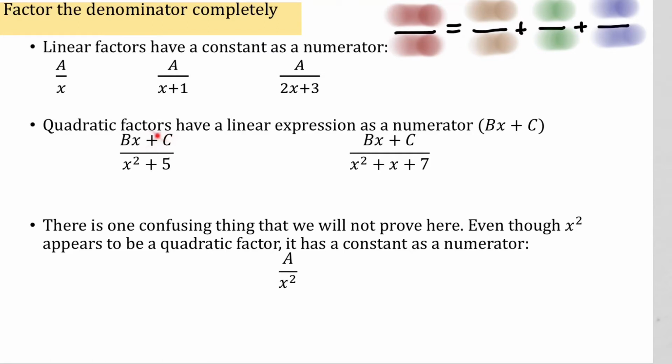A quadratic factor in the denominator will have a linear expression as a numerator. So if these are quadratic denominators, then they'll have linear expressions as your numerators. There is one thing that confuses people when we're first learning how to do this: even though you may have an x squared in the denominator and it appears to be an irreducible quadratic factor, it is really a linear factor like this of multiplicity 2, and that takes a constant as a numerator. I will have to keep that in mind.